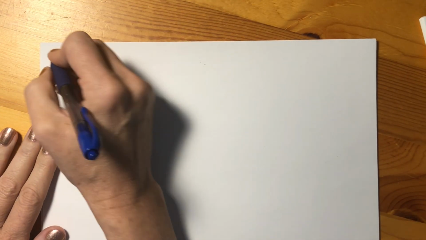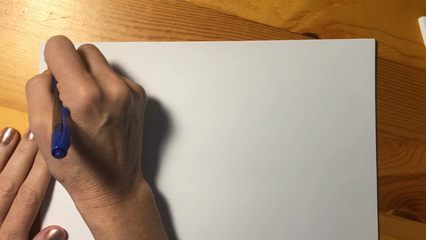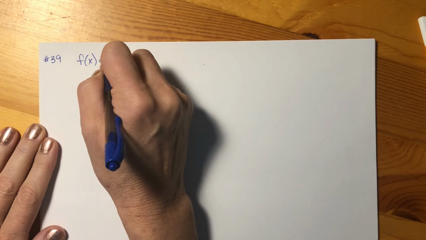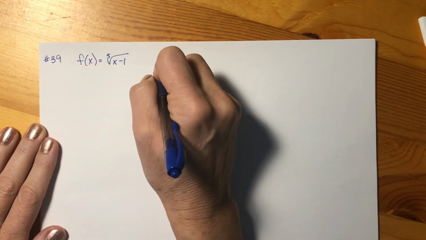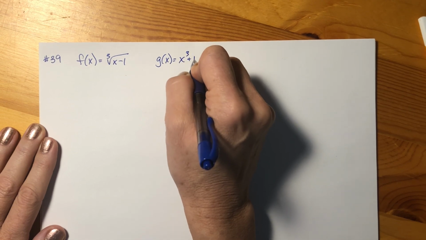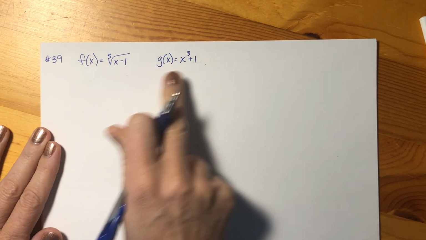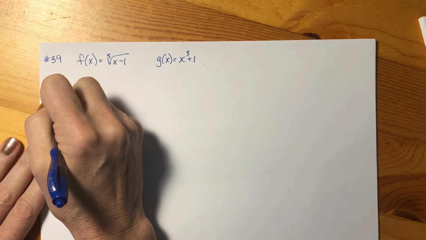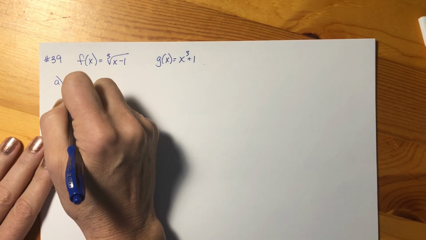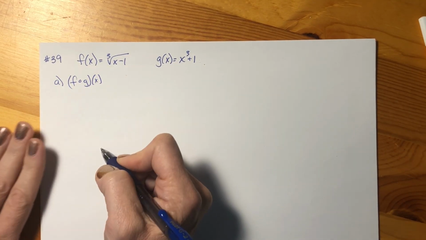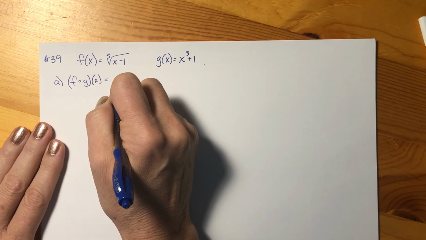Let's try one more. Let me zoom down here. This one is number 39 from your textbook. It's saying let f of x be equal to the cube root of x minus 1, and let's let g of x equal x cubed plus 1. They look interesting, don't they? Kind of opposite of each other, but we'll leave that for another day. All right, my first one, letter A, they say find f of g of x. You can call it fog if you want, but it's not mathematical.